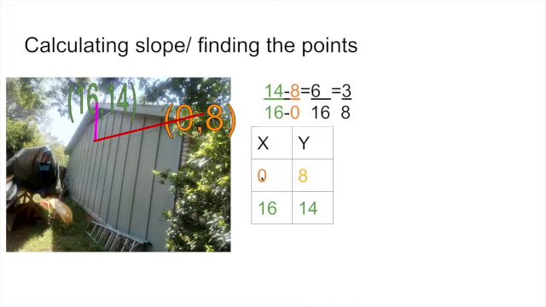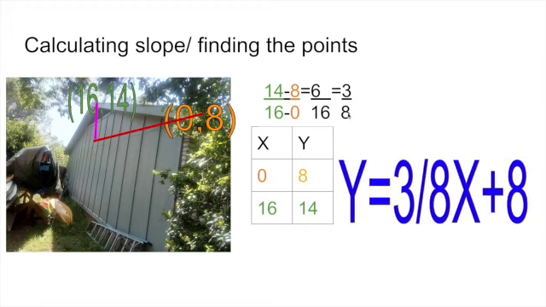And notice I had to keep my points together, right? So I've got my green point here, which is at the peak of the roof, and I've got my orange point, which is where we're starting off. So I said 14 minus 8 gives me 6, and 16 minus 0 gives me 16. So my slope for this roof is actually 3 over 8, okay? So it's 3 over 8.